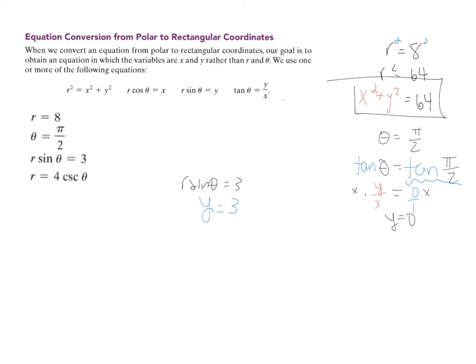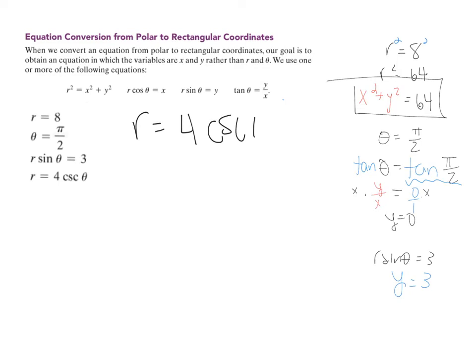Shrink. There we go. And then, last but not least, let's start with r equals 4 cosecant of theta. You have to remember that cosecant, guys, goes with sine. So r equals 4 times 1 over sine theta. And when I say you have to remember, you just have to remember how we used our formulas and our identities. You will have them, okay?